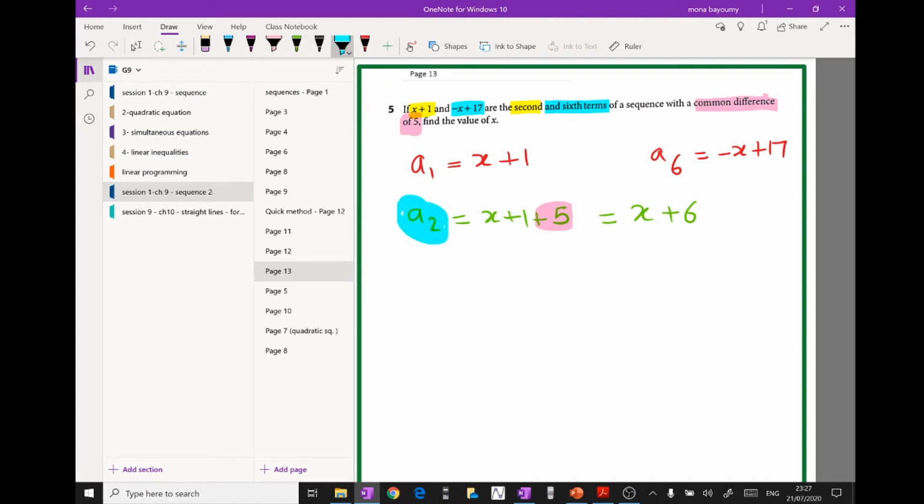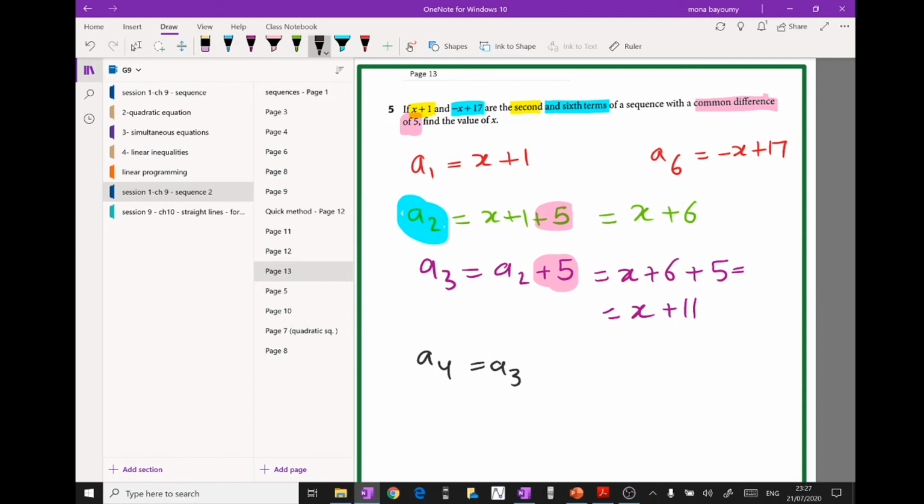Okay, we want to complete. So I have to find A4. A4 means I have to take the third term, which is A3, plus 5. It's okay? A3 is equal to x plus 6 plus 5. So it is equal to x plus 11. Okay? A5 equals A4 plus 5.